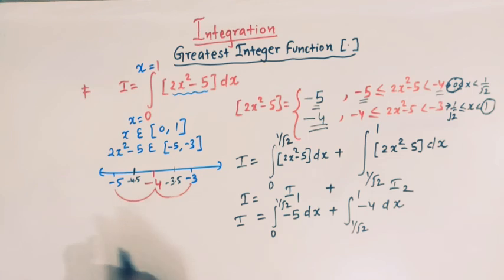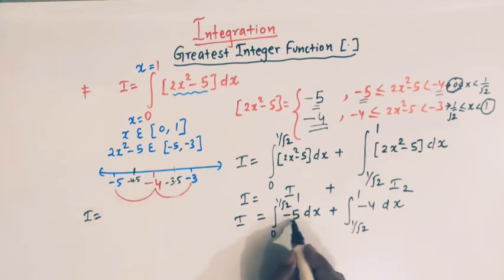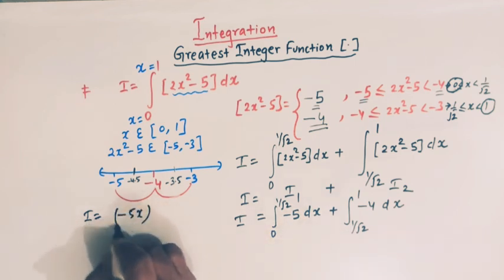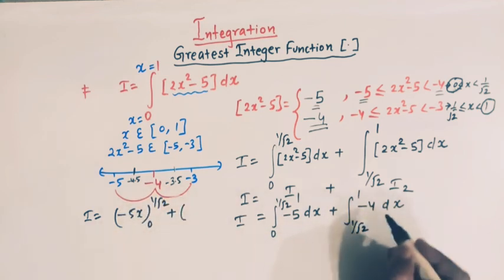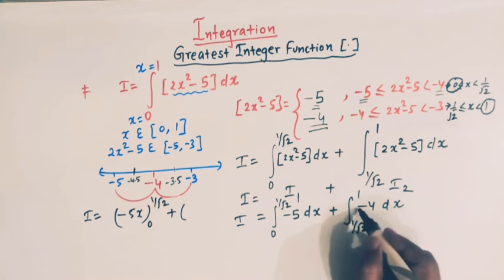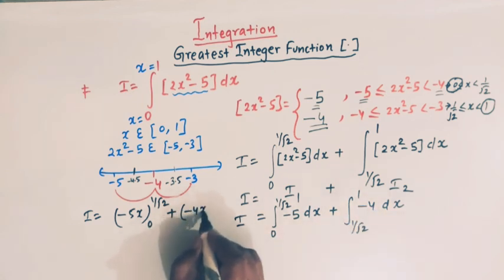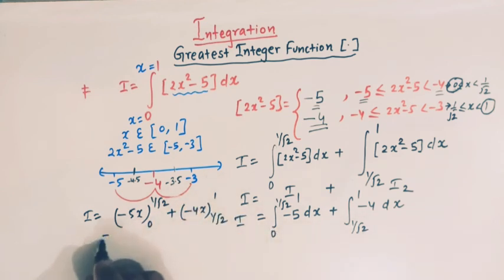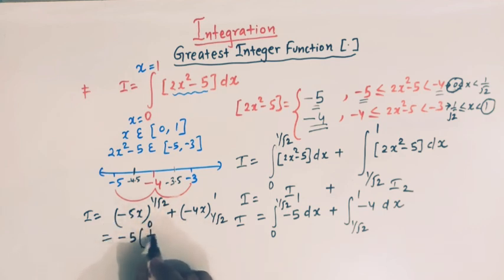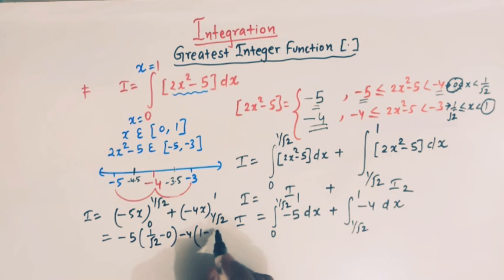So now we can evaluate these two integrals. So here we have the integral of minus 5 dx is minus 5x, and the limits are from 0 to 1 over root 2. Here we have the indefinite integral of minus 4 is minus 4x, and the limits are from 1 over root 2 to 1. Clear? Now we can write this expression as minus 5 times 1 over root 2 minus 0, then we have minus 4 times 1 minus 1 over root 2. Clear?